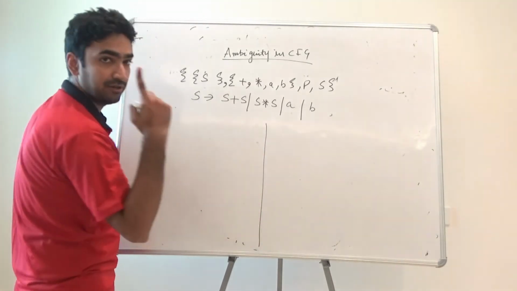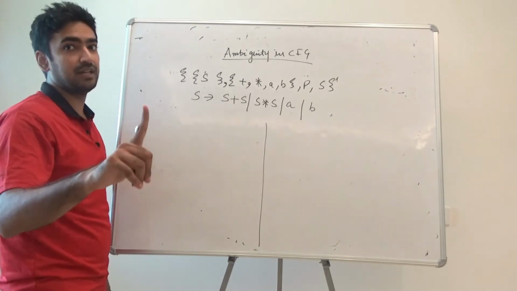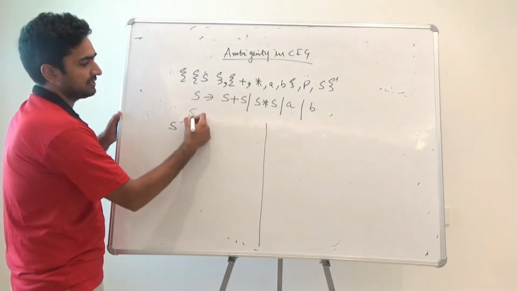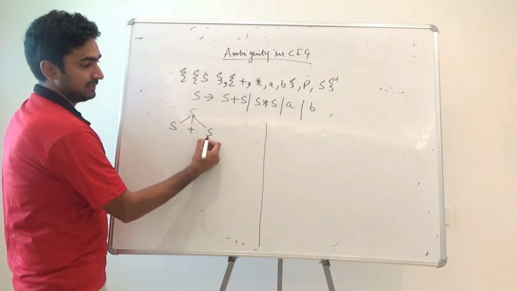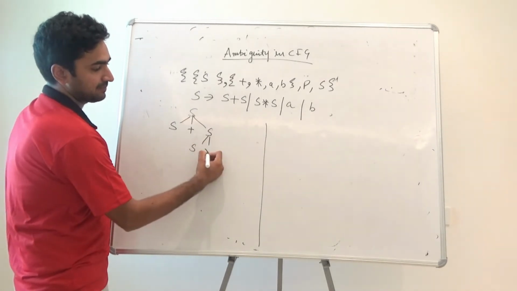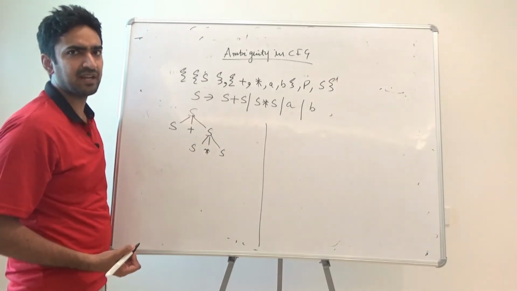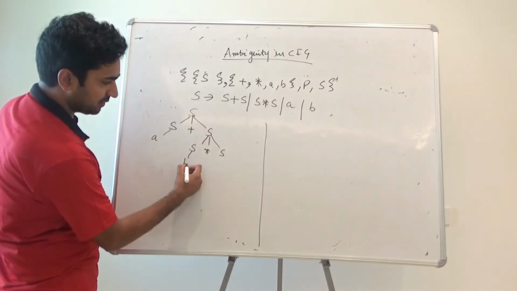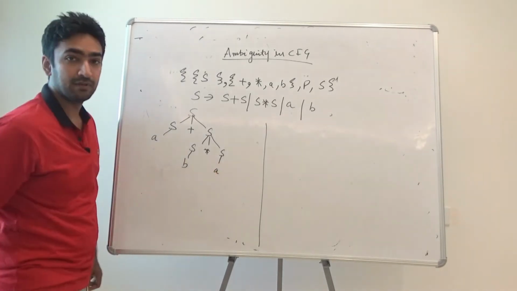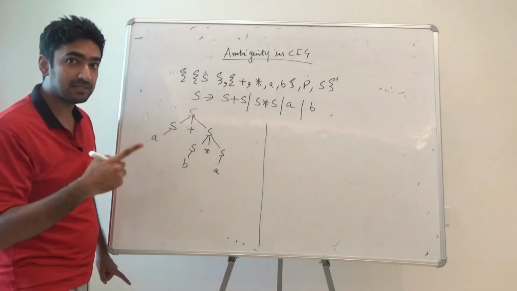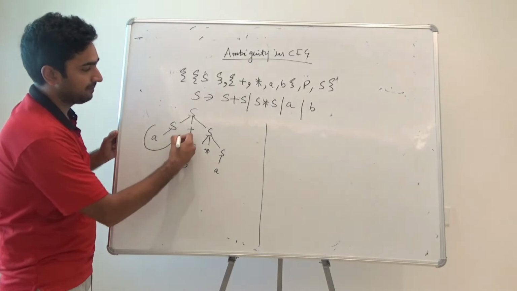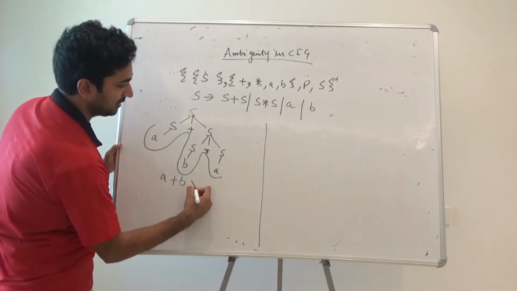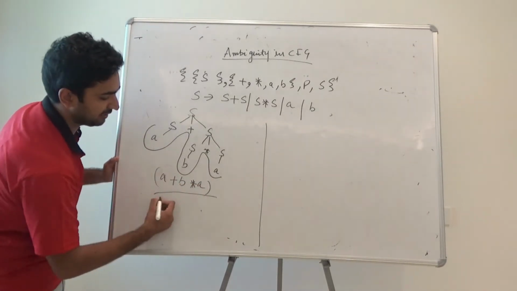It means I have to draw two different trees, right? And if they generate the same string, that means it is ambiguous. So I can start with S. I can start with S plus S, right? This S can be written as S multiplied with S. I can terminate this S with A, this S with B, and this S with A. So from the terminals you have to see the terminals: A plus B multiplied A. It means A plus B multiplied A is a string that is generated.